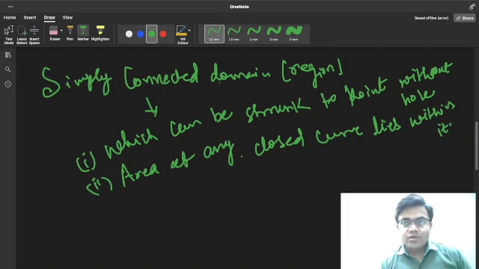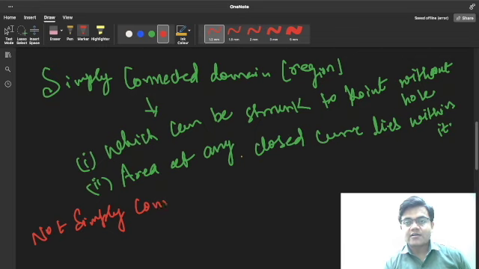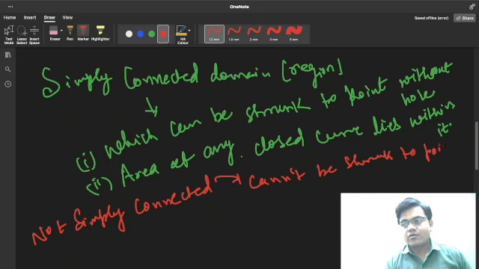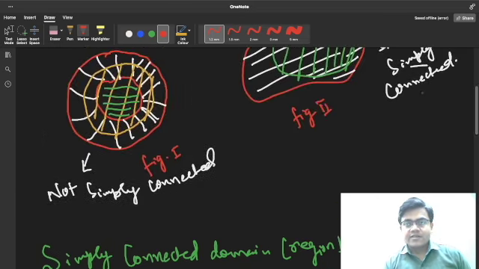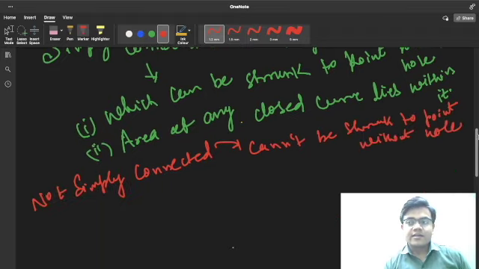And what would you like to say for a domain which is not simply connected? Not simply connected means what? It cannot be shrunk to a point without a hole. And one more thing, when you make a closed curve inside it and the area goes outside the domain, then it is called not simply connected. Okay, so I hope this is quite clear.